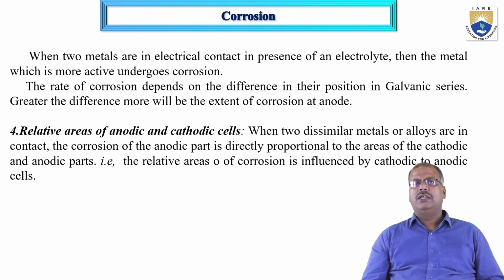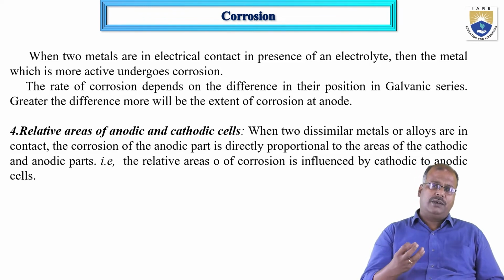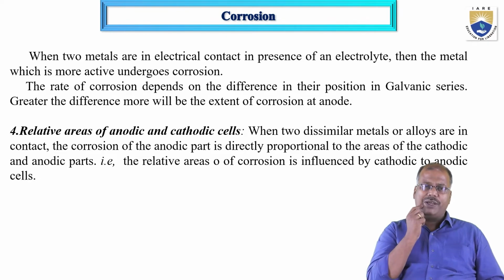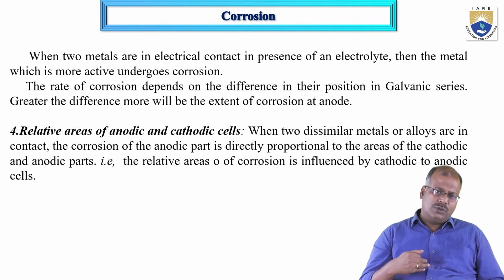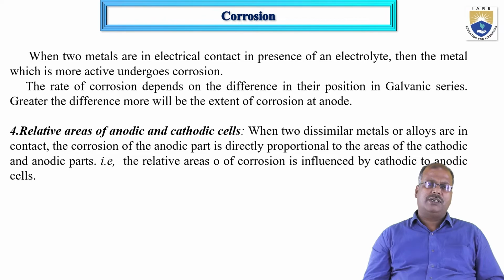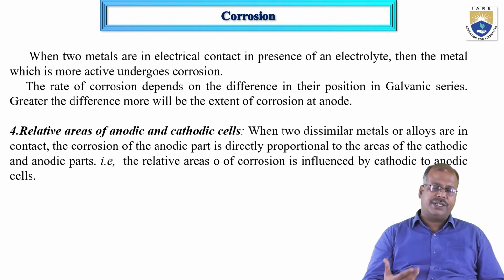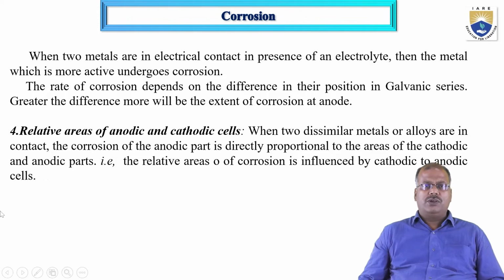For example, larger the cathode and smaller the anode, the reaction rate is more, because the cathode takes the electrons from the anode. So the anode has to provide that much electrons for the bigger cathode. So it has to undergo more corrosion in order to give the electrons. So the corrosion rate increases if anode size is smaller and cathode size is bigger.